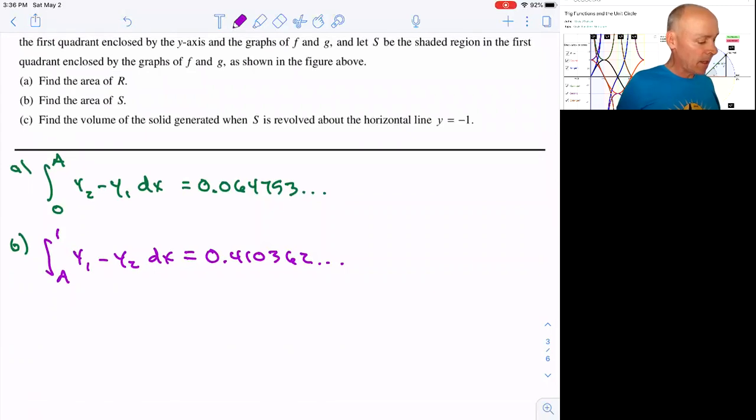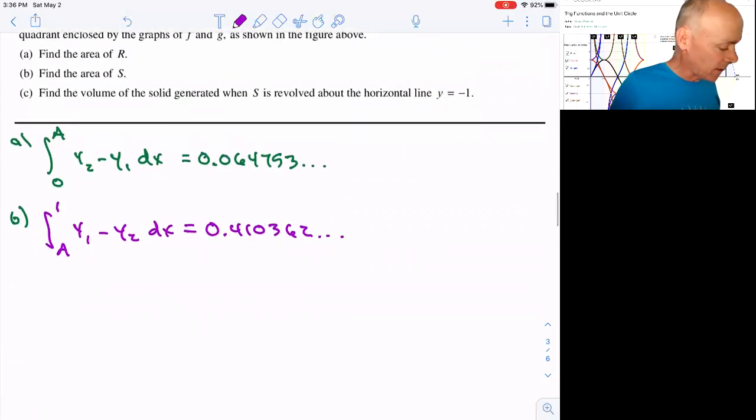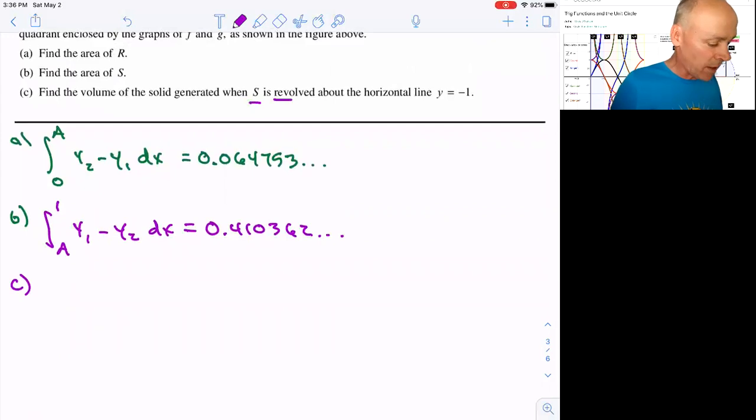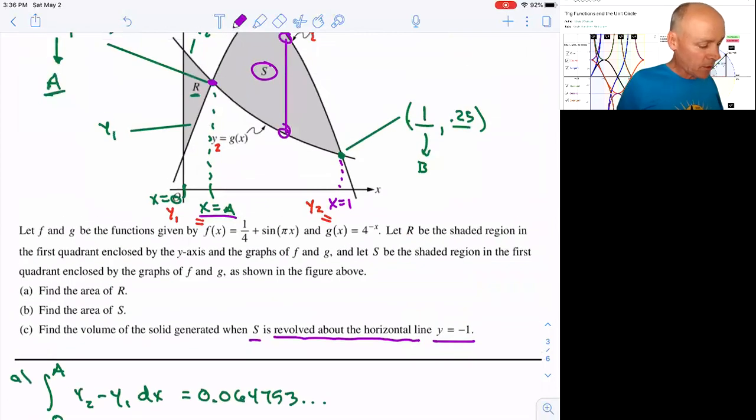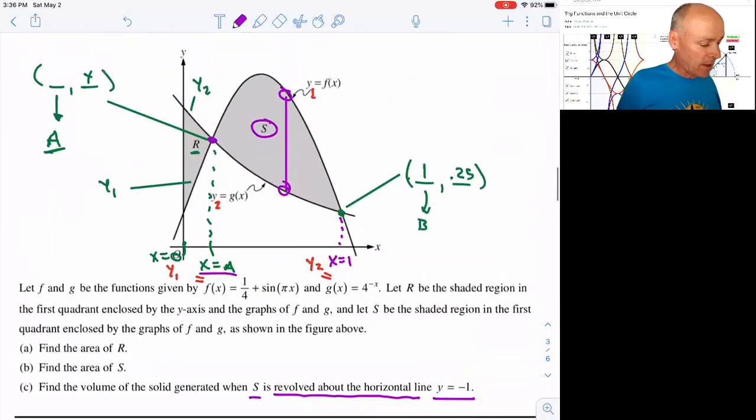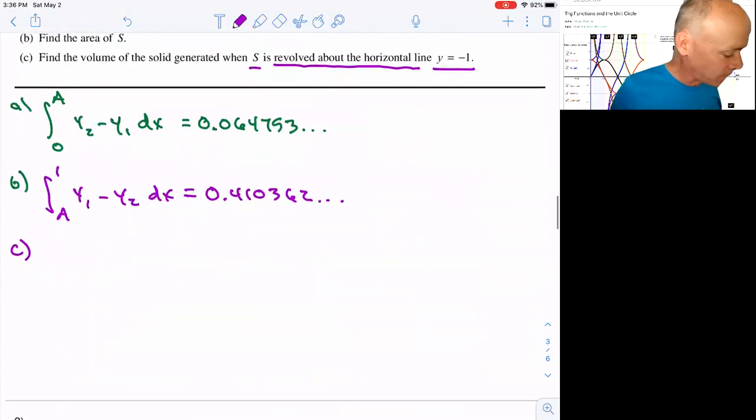All right. Part C, now we're changing gears, doing a volume of a solid. The volume of the solid generated when S is revolved about the horizontal line y equals -1. So I'm dealing with S. For S, I saw that my lower bound was a and the upper bound was 1. So I'm going to start writing that same as I had for B: lower bound is a, upper bound is 1.